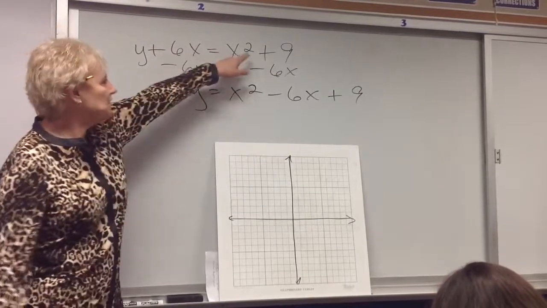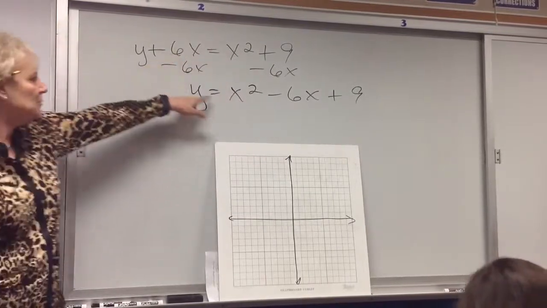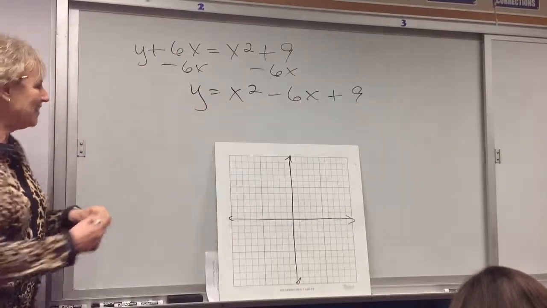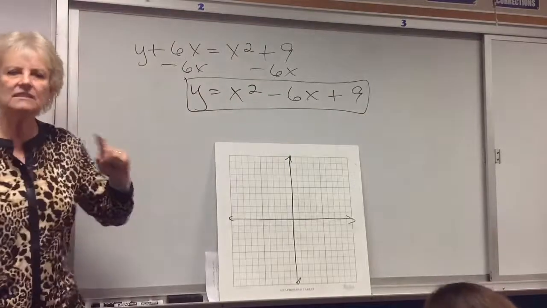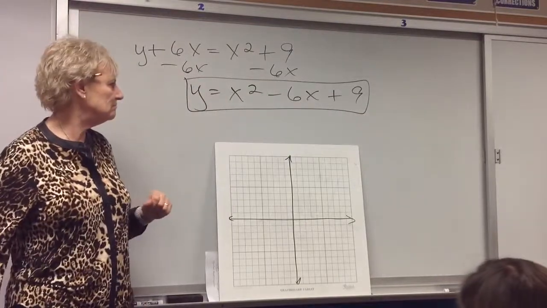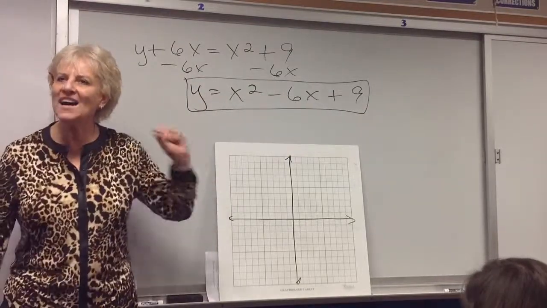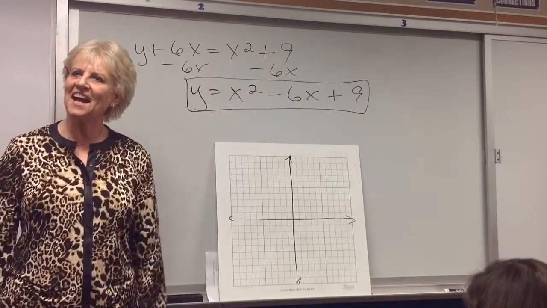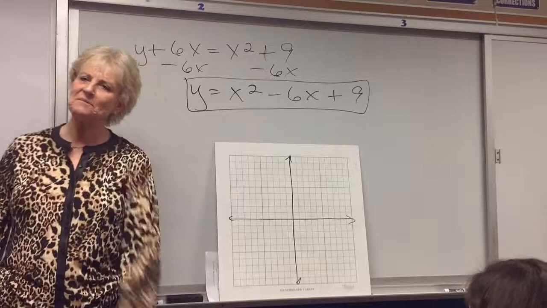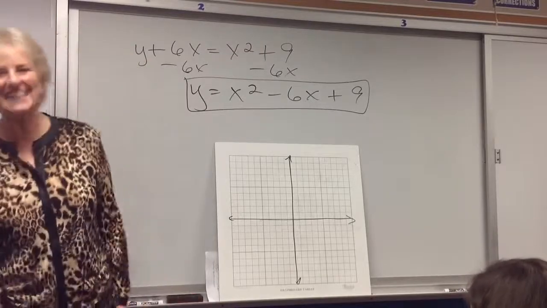We had a quadratic equation that we had to put in standard form. Now that we have it in standard form, what's A? X squared. 1. What's B? Negative 6. You're 0 for 2. What's C? 9.